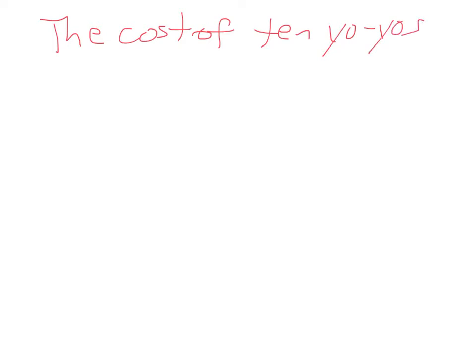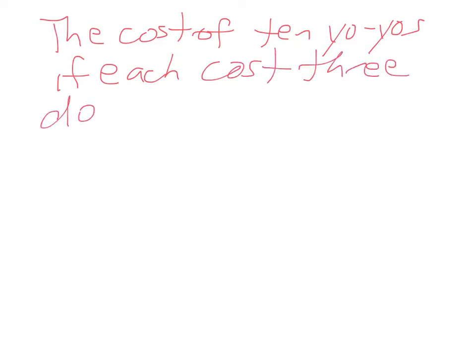Sometimes they'll give it to us in terms of a sentence instead of just a simple thing, like the cost of 10 yo-yos if each costs $3. And I want a numerical expression. I don't want the answer, but I want a numerical expression. So in this case, if I want the cost of 10 yo-yos at $3, I'm going to multiply to figure that out.